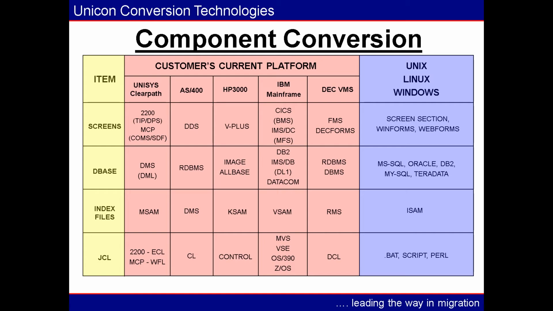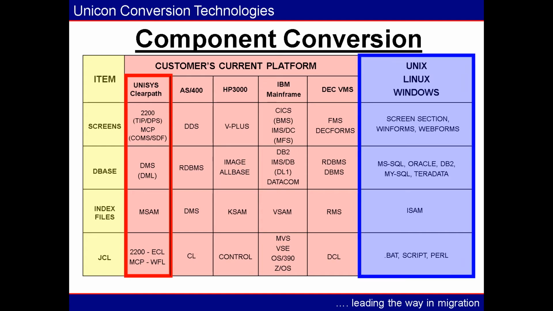This slideshow discusses the example of when the customer wants to move the applications from the Unisys 2200 mainframe to Windows. But this is only an example of the many different migration projects that Unicon has performed, each one tailored to meet the unique needs of each customer.